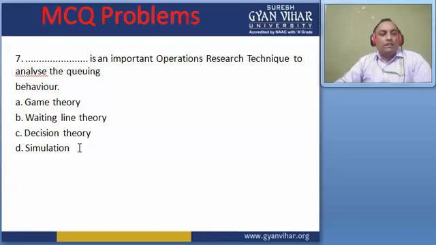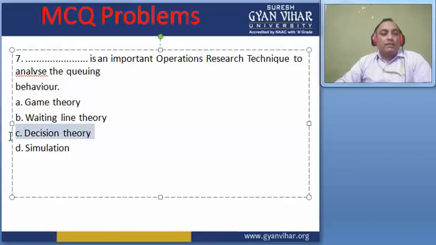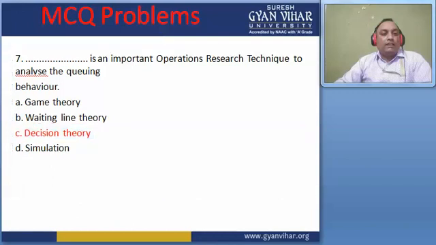And the next question: which is an important operation research technique to analyze queuing behavior? Game theory, waiting line theory, decision theory, or simulation. What is the correct answer for this problem? This is the decision theory. This is the correct answer for this problem. And then let's move to the next question.